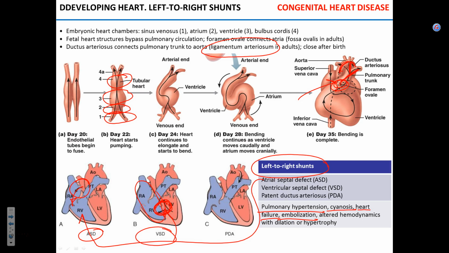Third one is patent ductus arteriosus. That's when the connection between the pulmonary trunk and aorta does not close, so you lose some of the blood from the aorta into the pulmonary trunk. Basically, these three cases, atrial or ventricular septal defect or patent ductus arteriosus, are mixing the pulmonary circuit and systemic circuit. Good?